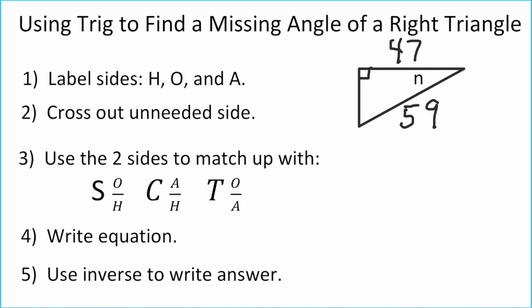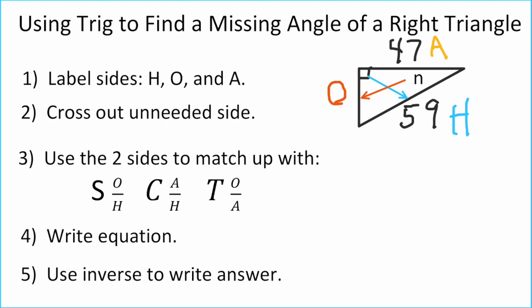All right, next problem. If you think you're ready to give this one a try on your own, go ahead and pause the video and see if you can go through the 5 steps. All right, so first step, we got to mark our triangle. So we are marking our hypotenuse. Across from the N is your opposite side, and that leaves the 47 as your adjacent.